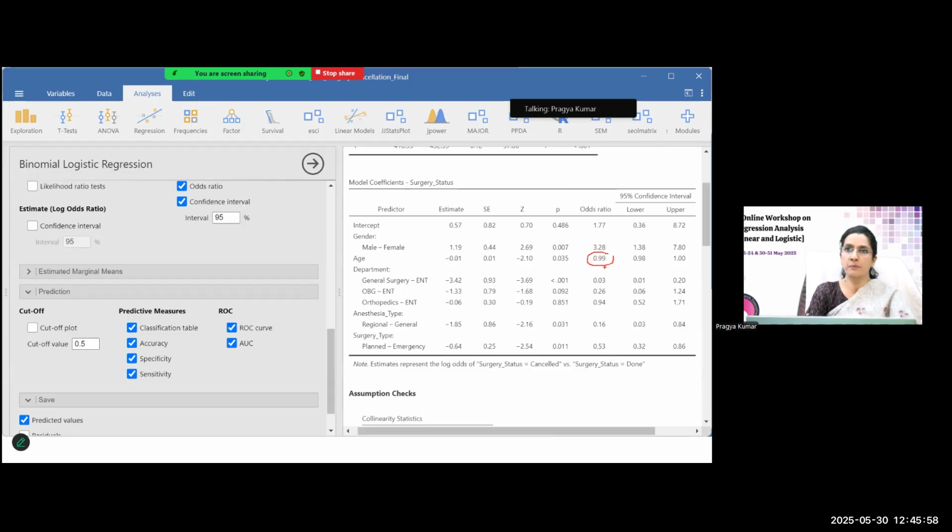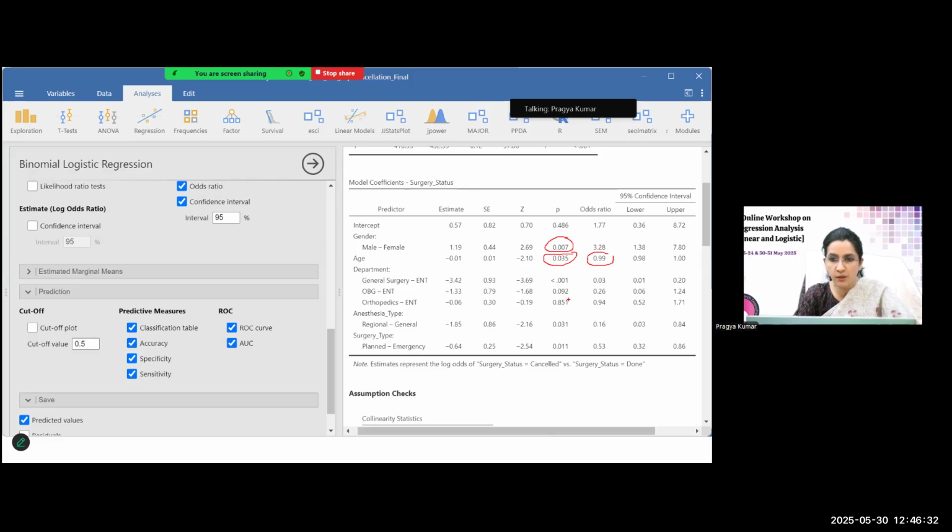If I want to express it in odds ratio, I will say that with each 1 year increase in age, the odds of surgery cancellation is 0.9 times. Decreasing means it is less. So the odds is decreasing, 0.9 times. Coming to any other interpretation, if you see the p-value, we will report especially for all the significant variables. So gender and age, they both are significant because p-value is less than 0.05.